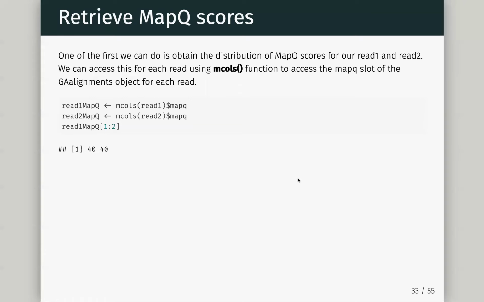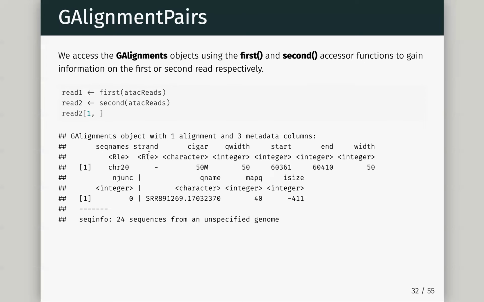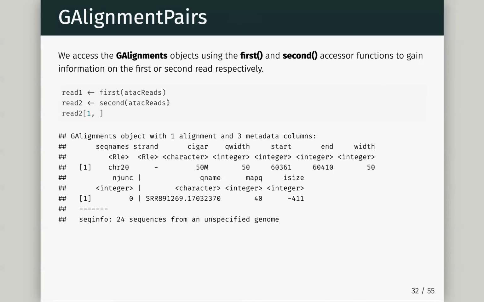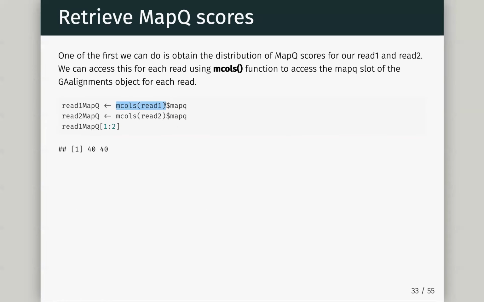So one of the first things we're going to do is get some type of distribution of our scores. So do our reads look like high quality mapping? We can extract that from our GAlignments object for either one of the reads. In this case, I'm going to do first and second separately. But we'll use mcols to get the metadata columns. So that's everything after these dashes, the three metadata columns. So I'm going to get the mapq. So I'll do mcols and then I'll do $mapq to select the mapq column.